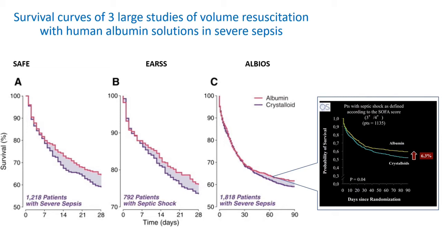However, on the study which you see furthermost on the right, the so-called Albios study performed in Italy, where I am speaking from at the moment, a subset of patients who were suffering from severe septic shock actually showed a significant benefit in survival when given albumin. So this important observation still requires further confirmation. However, it does indicate a potential benefit of albumin in this extremely important group of patients who are severely ill.